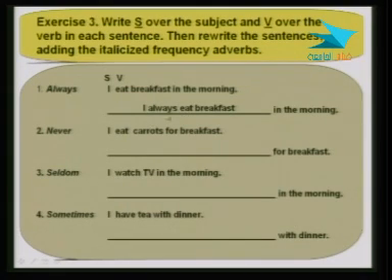So, we say I always eat breakfast in the morning. Okay? We don't say I eat always breakfast in the morning. No. That's wrong. So it normally comes right after the subject and before the verb. Of course, there are some adverbs that come at the end of the sentence, but we don't have them right now. Second sentence, I eat carrots for breakfast.